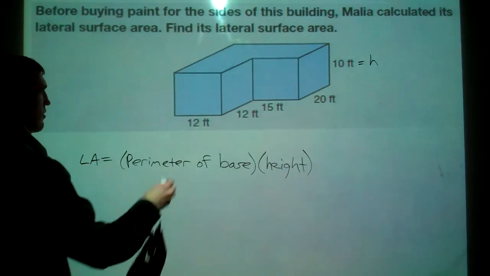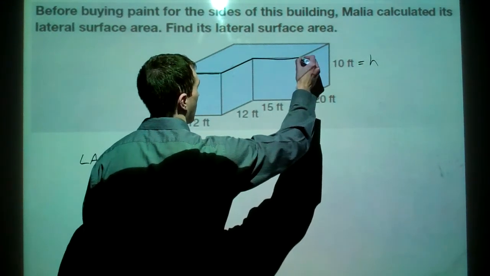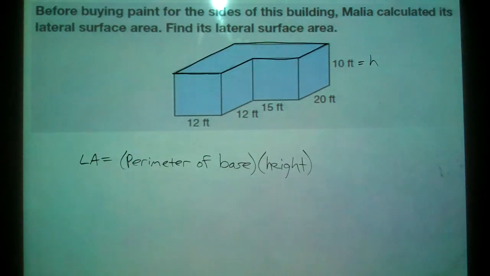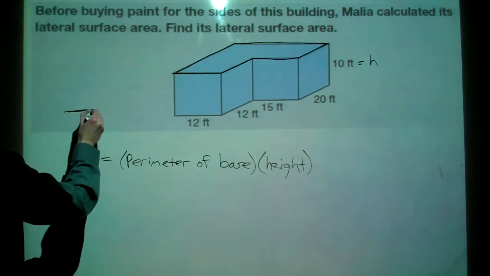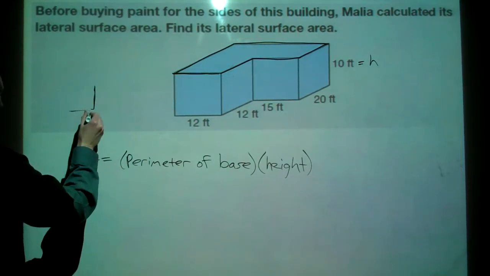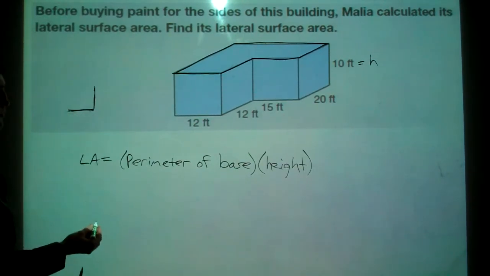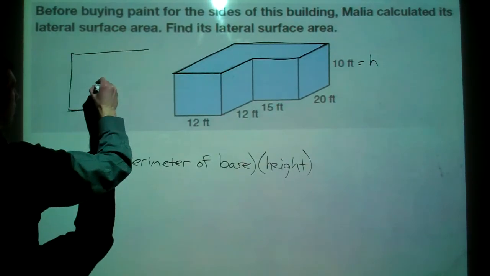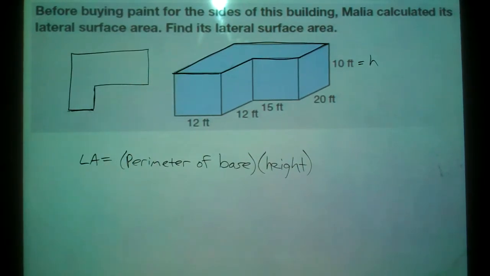Our base is kind of an irregular base. That's this right here. Okay, so that's the base that we're looking at. And if we wanted to take that, we'll try to draw this as good as I can. Let's say we wanted a top view of it, which we might want. So that would be our top view there.